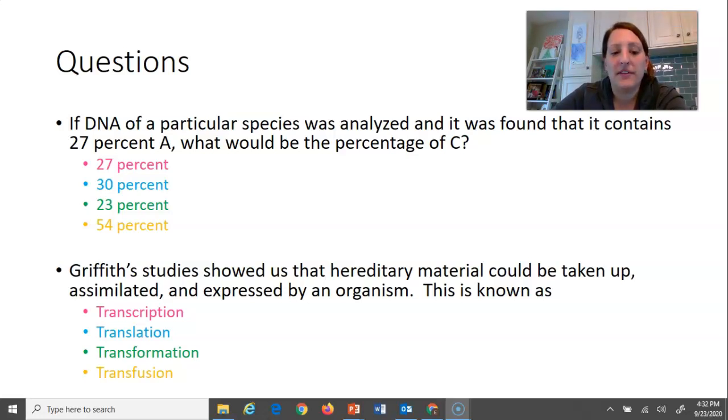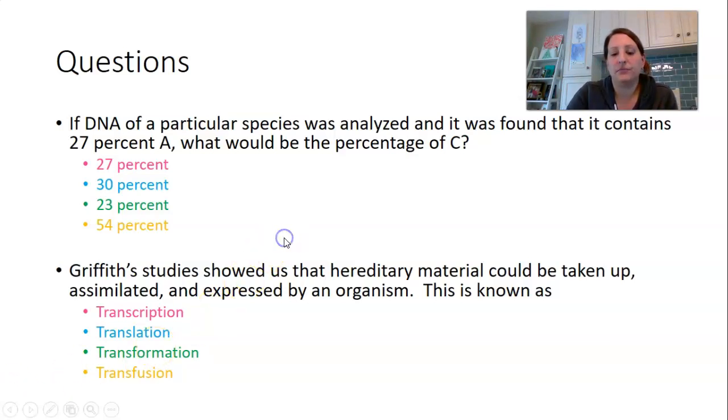Next question. Griffith's studies showed that hereditary material could be taken up, assimilated, and expressed by an organism. That process is known as, is it transcription or translation or transformation or transfusion? I'll give you a second to think about that. Okay, and hopefully you chose transformation. So the uptake, assimilation, and expression of foreign DNA is called transformation. And in a few weeks in lab, we'll be doing this. Well, I'll be doing it. You'll be watching. And you'll be analyzing results of a transformation experiment.